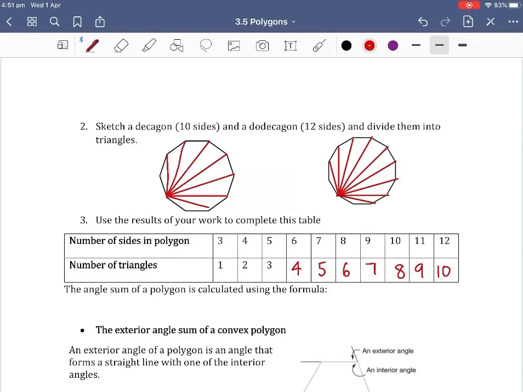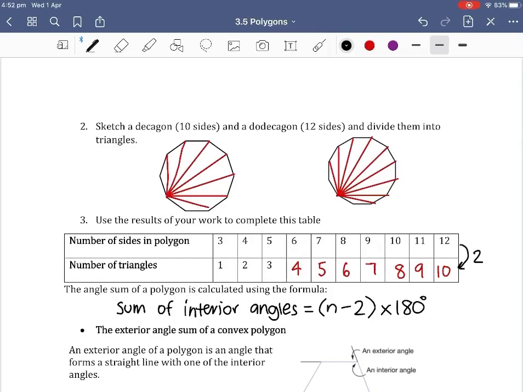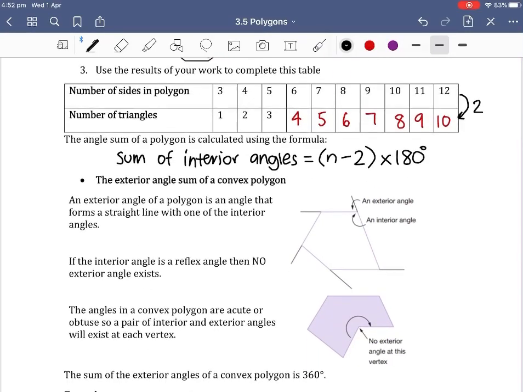The angle sum of a polygon is calculated using the formula: the sum of the interior angles equals (n minus 2) times 180 degrees, where n is the number of sides. The reason we use 180 degrees is because there's 180 degrees in a triangle, and we use n for the sides of the polygon and 2 we take away. As you can see here, the difference between all of these numbers is 2.